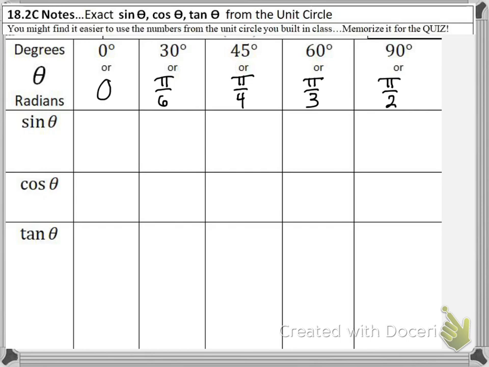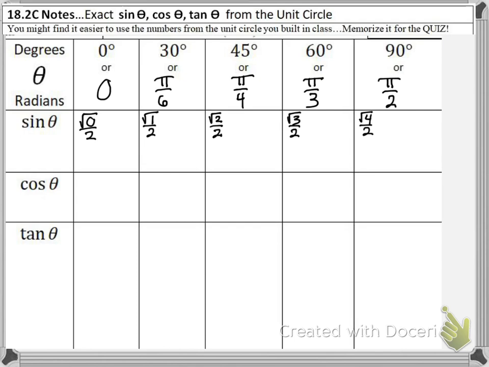I'm doing square root of 0 over 2, square root of 1 over 2, square root of 2 over 2, square root of 3 over 2, square root of 4 over 2. Just because it's easier to memorize it that way than the other way.